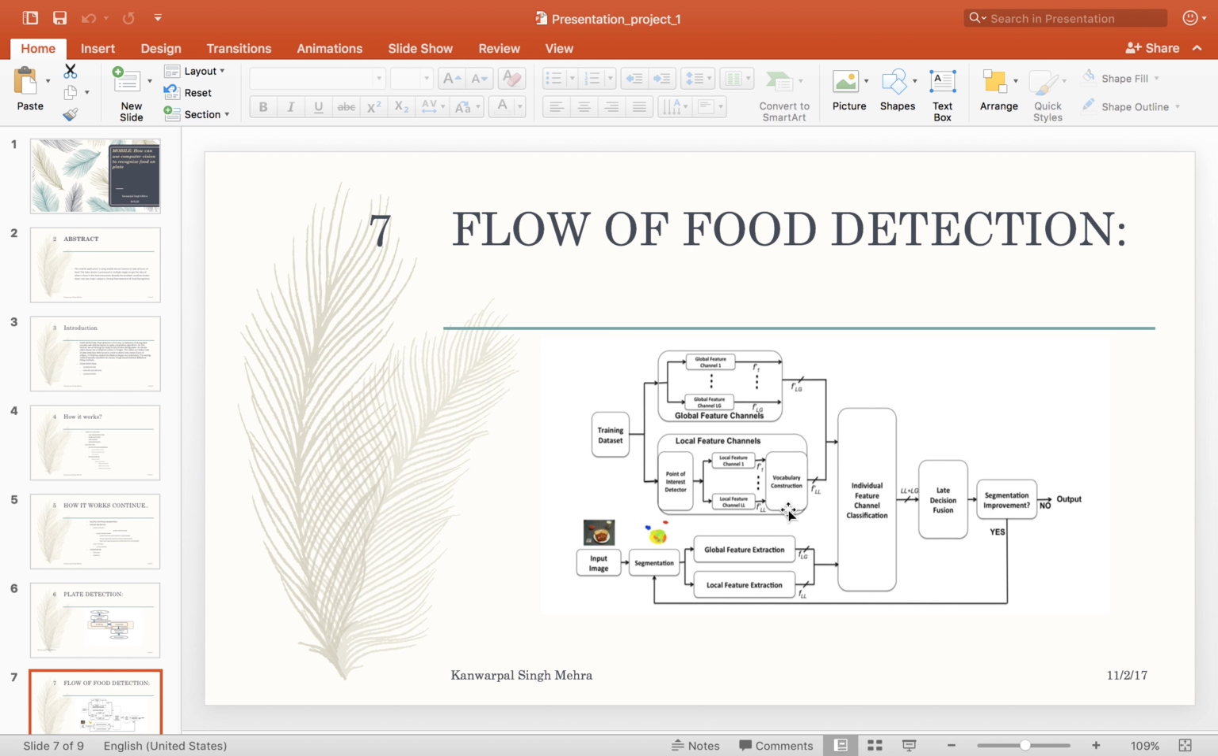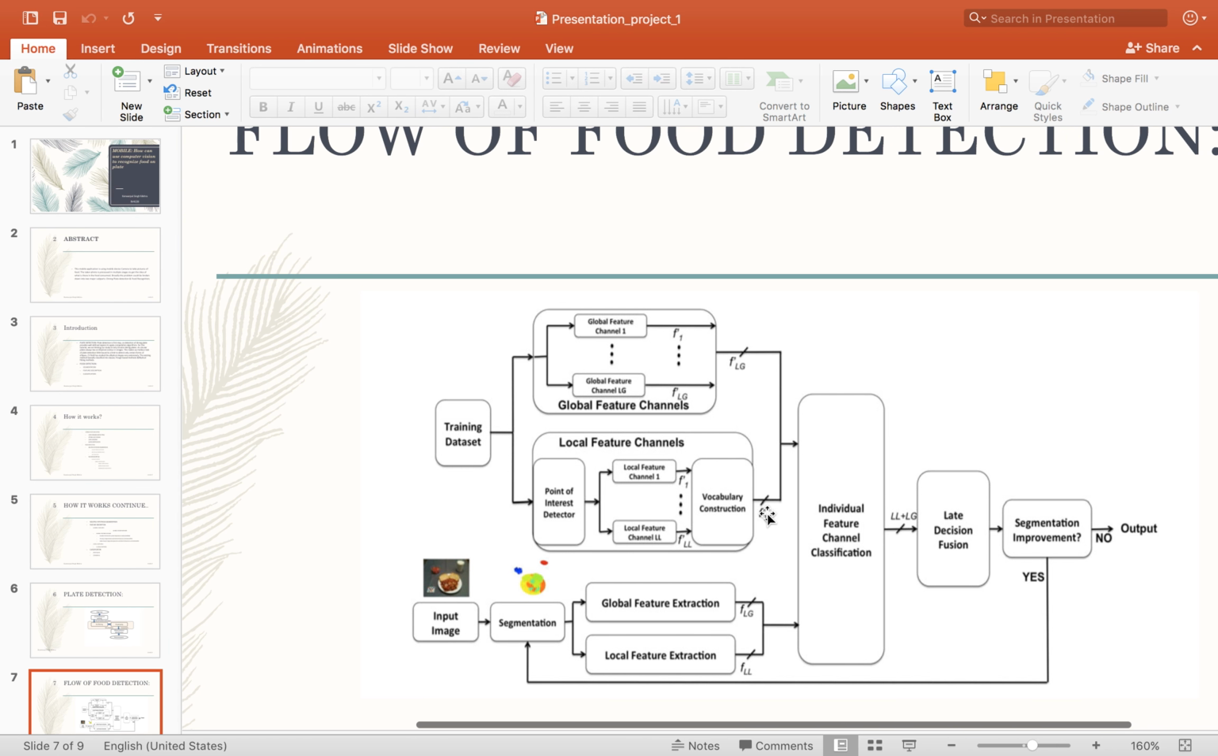This is the structure, I can show you here. This is my input image. I do segmentation on it. Then I go for feature extraction. I extract two types of features: global features and local features. Global features take the image on its own, taking into consideration every global feature in it, and the local features mostly count on the neighbors of each pixel. So we take these two features and do individual feature channel classification.